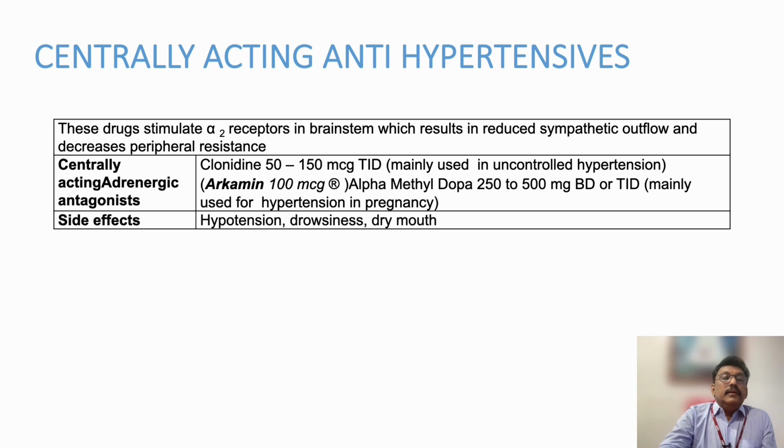Centrally acting drugs like clonidine are the main drugs used in uncontrolled hypertension. This may be used as a third line drug, like after starting a first line drug, then trying a second line drug, this may be a third line drug. The dose may be 50 to 150 microgram 3 times daily. These drugs can produce severe hypotension, so we have to be very careful. Initial management of hypertension with these drugs is not recommended. Only after first line and second line fail, we can add this drug to the regimen.